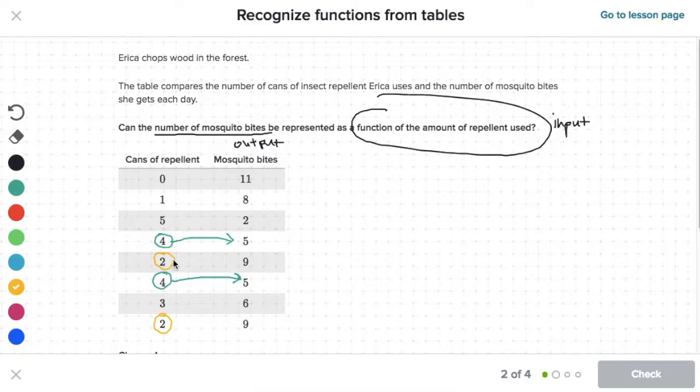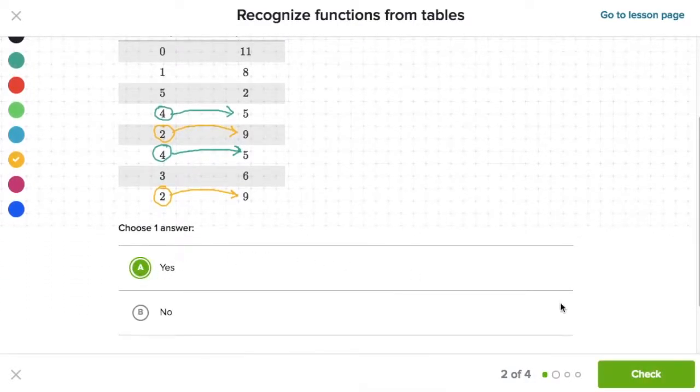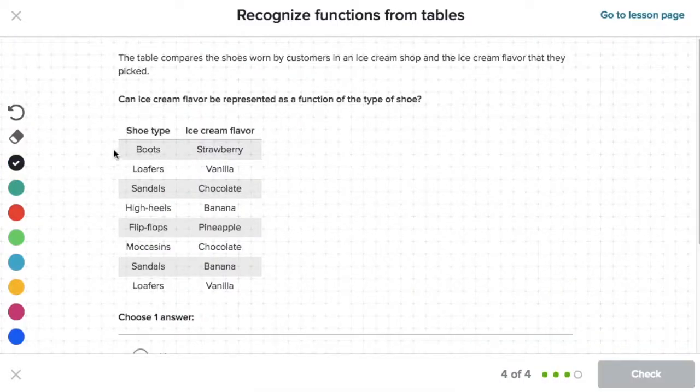So the 4 mapping to 5 is indicative of a function. And when they use 2 cans of repellent, as you would expect, they get more mosquito bites, and that's 9 mosquito bites for the 2 cans. So this here is a function. It is mapping to the same output based on that single input. Let's take a look at one more.